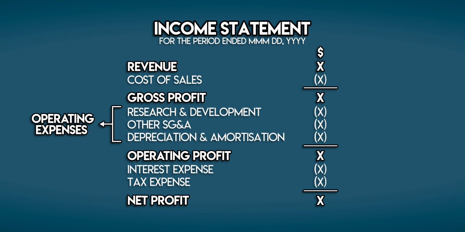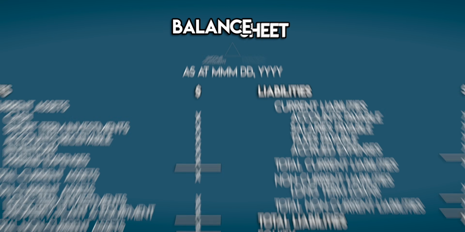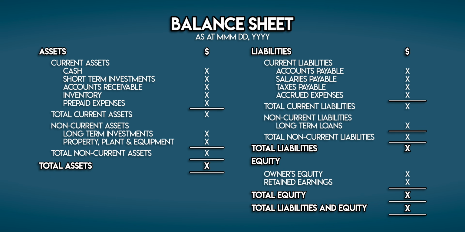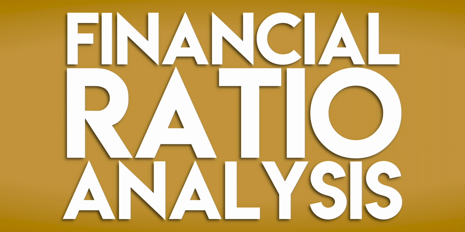It gives us a summary of a business's revenues and expenses over a period of time. And then we have the balance sheet, which gives us a snapshot of a business's assets, liabilities, and equity at a point in time. So what is financial ratio analysis?